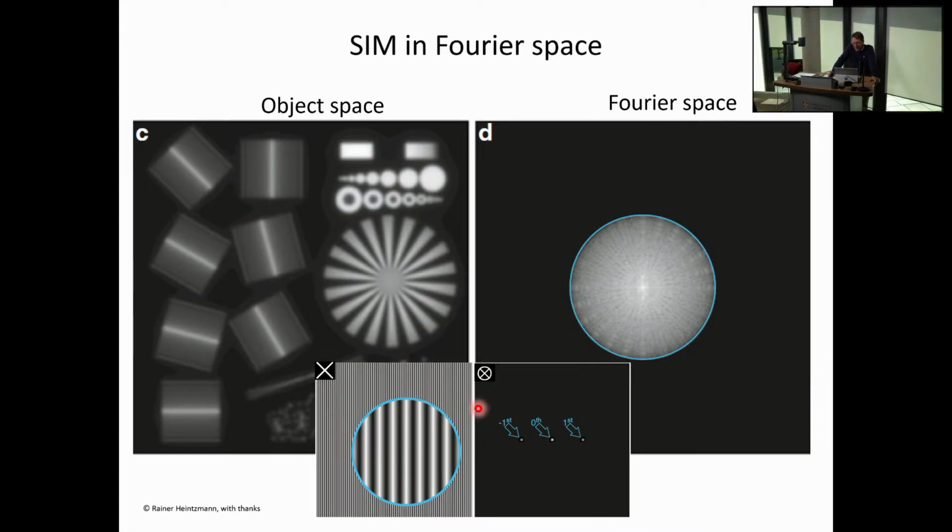And of course in real space it's a multiplication. So the original object distribution will be multiplied with this. And the Fourier spectrum will be a convolution of the object's Fourier spectrum with the Fourier spectrum of this illumination pattern. So it's these three delta functions that we've already seen.